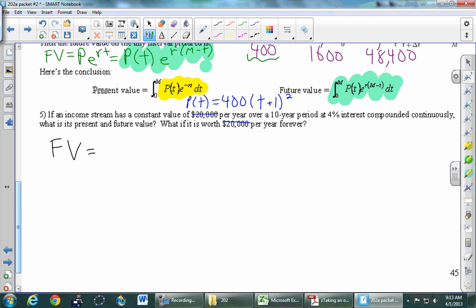So future value, according to this formula, is an integral from 0 to m. M is how long we're waiting, how long we're investing: 10 years. So we go 0 to 10. And then it goes P of t. What is P of t in this example? It's that 400 thing.